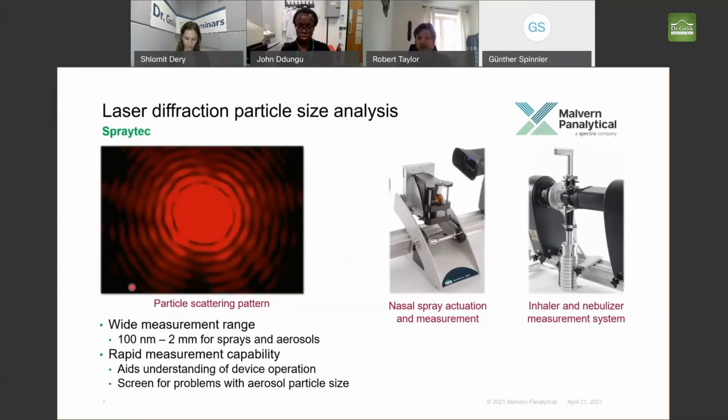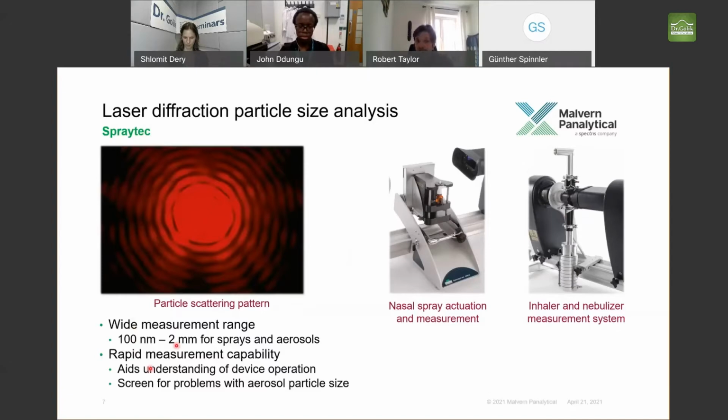Okay, so one of the nice features about laser diffraction, it has a very wide measurement range. So for Spraytec, we're talking 100 nanometers to 2 millimeters. That's quite substantial. And it's actually probably a bit overkill for what we need here, because inhalable fractions are between about 1 and 10 microns in size. Those in the nasal spray region are probably tens of microns higher than that. So well within the range of what we're interested in here.